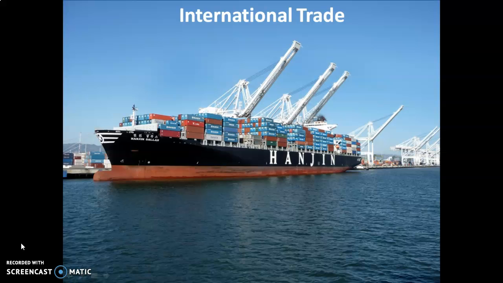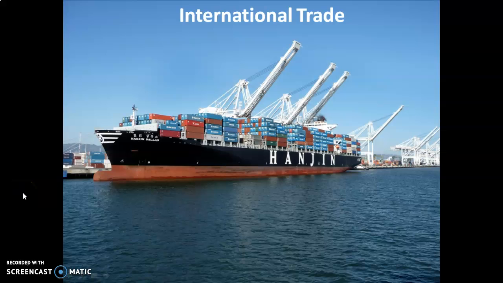You can see this is a container ship. Most imported goods actually are put into these containers, those box-like structures that you see on that ship, and those containers can then be easily offloaded and put onto trains or onto the back of a flatbed truck and then shipped to their ultimate destination in the United States.